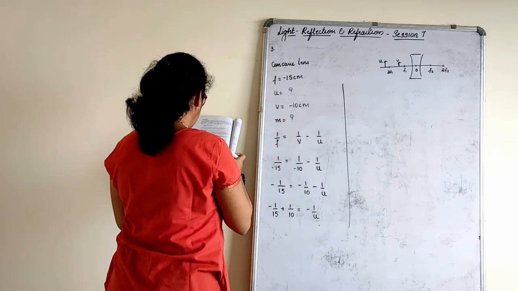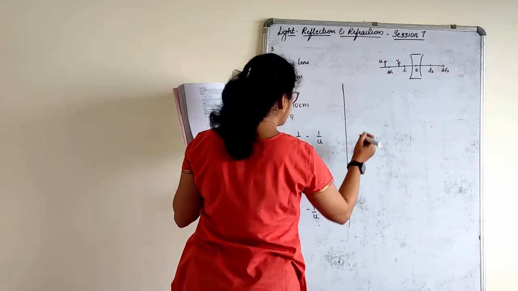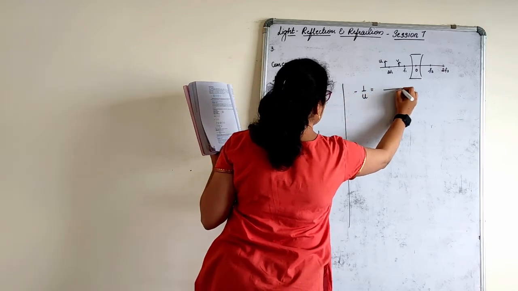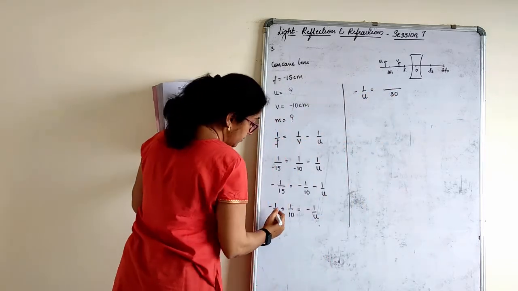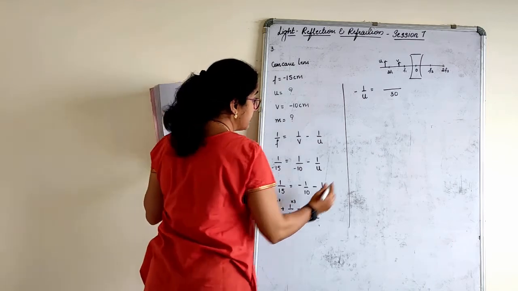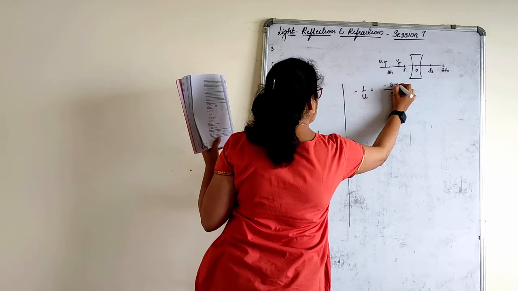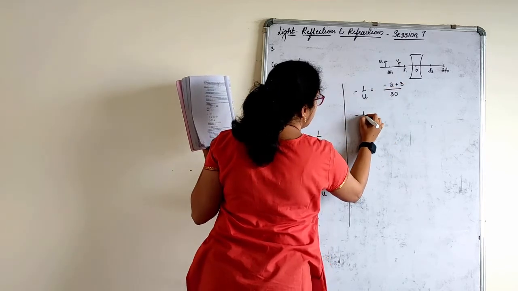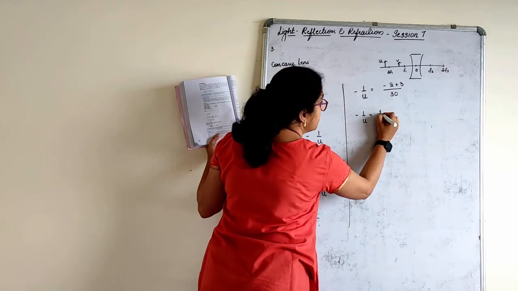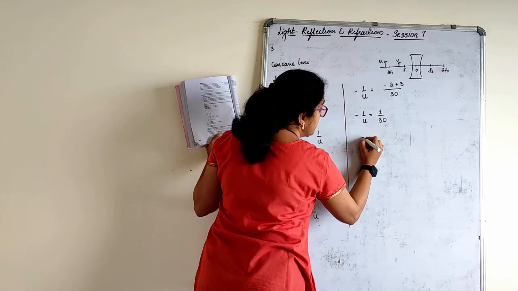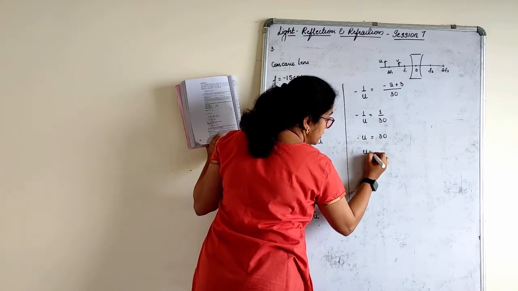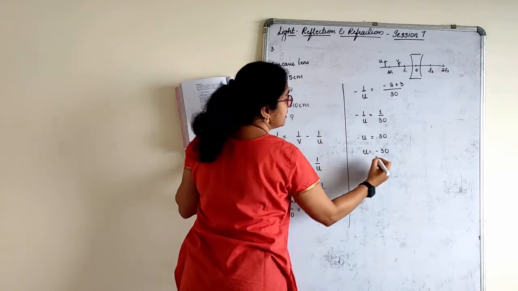15 and 10, LCM will be 30. Minus 1 by u is equal to, over 30. So 15 twos are 30, 10 threes are 30. So this is minus 2 plus 3. Minus 1 by u is equal to minus 2 plus 3, which is 1 by 30. Therefore minus u is equal to 30. U is equal to minus 30 centimeter.